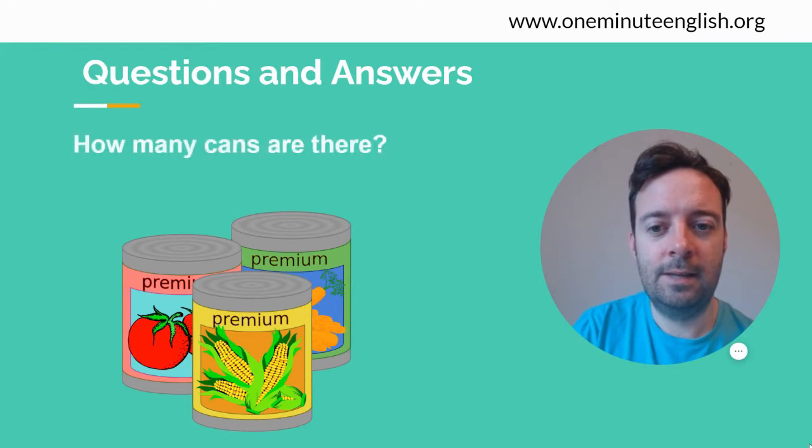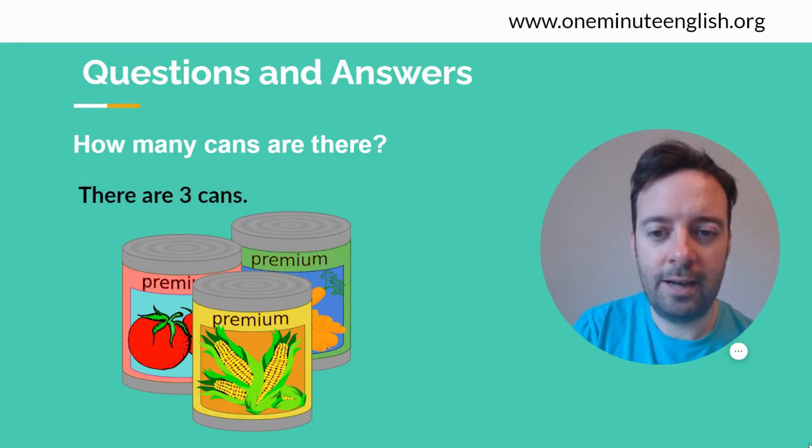Okay. How many cans are there? Okay, these are cans of vegetables. There are 3 cans.